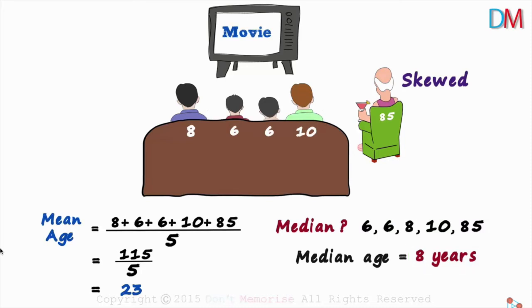Most of the people are around this age, and you realize that Cartoon Network is more suited for the majority of the audience. And there is also a very good possibility that Grandpa enjoys cartoons as well. This was one of the examples in which the median made more sense.